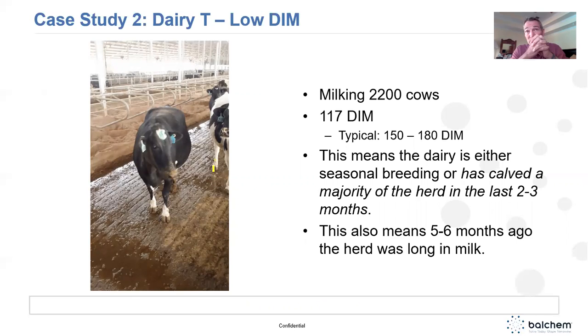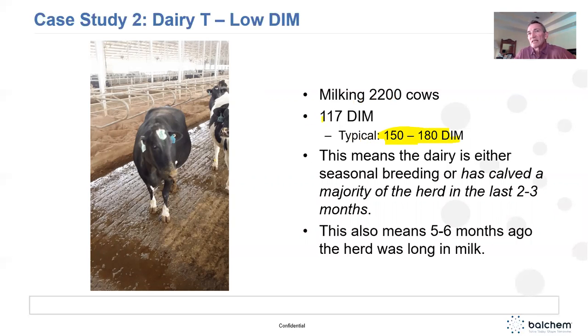I'm calling this one Dairy T, and what really wasn't a concern to them when they were thinking about it was low days in milk, because their cows were milking really well. They had 2,200 cows at 117 days in milk. If you remember from Cass's records talk here last week, typical standardized 150-day milk, that 150, typically we want to see that 150 to 180. We'll see it at 200. We'll see it a little bit over at times, but this is where we'd like to see.